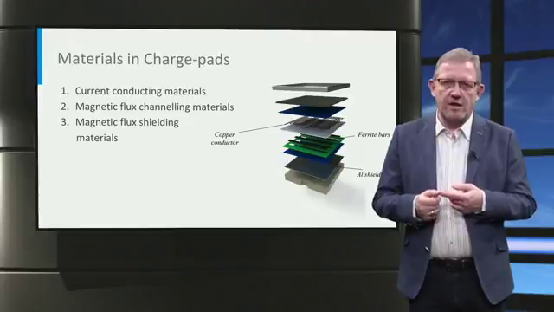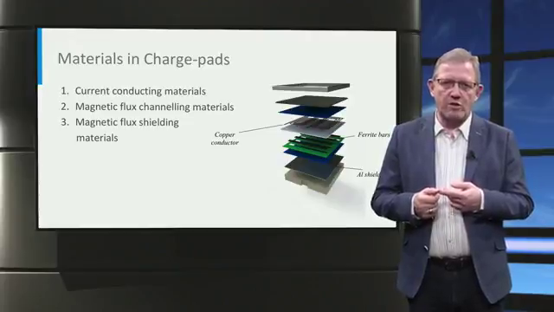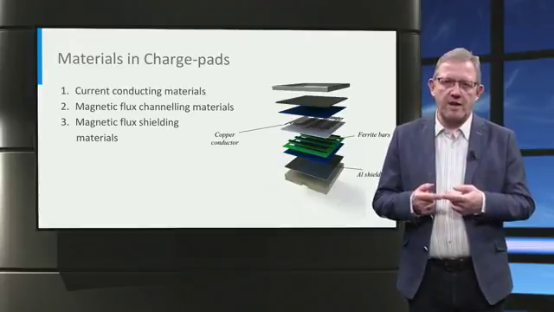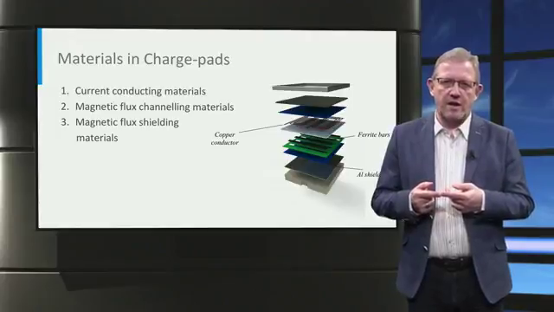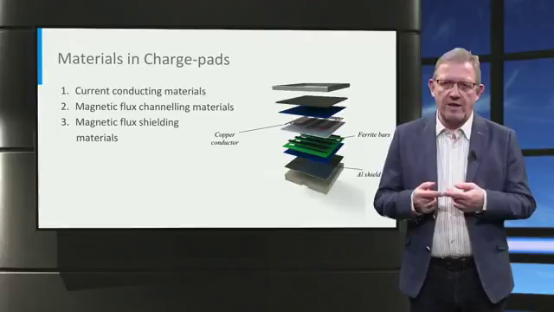Foil conductors that are composed of thin foils bunched together can also be used to reduce high-frequency losses in the charge pad. Secondly, magnetic flux channeling materials are required. Examples of these are ferrites, which have a high relative magnetic permeability, around 640, and is hence a good conductor of magnetic fields.